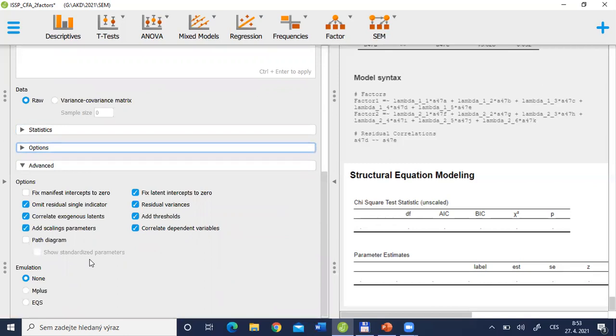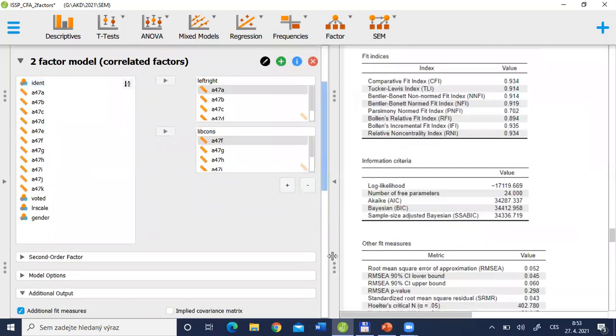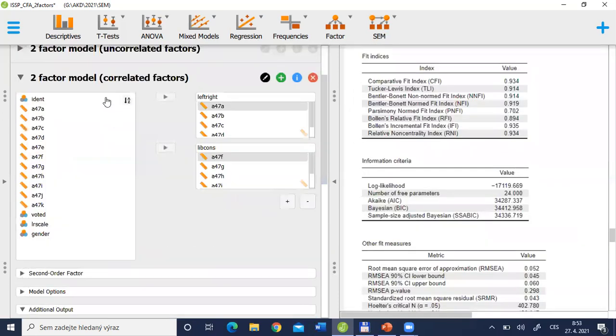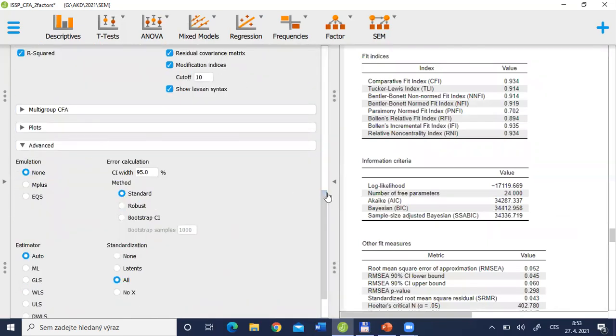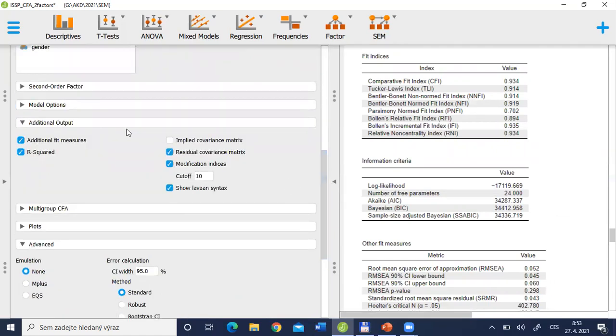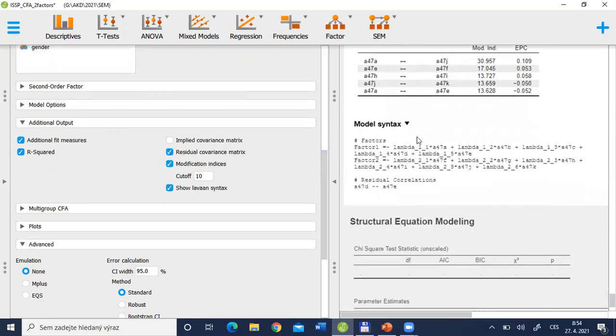Excuse me, Professor. Could I ask you? I'm quite lost. I don't know where to find the model syntax. Could you show me where to display it? Of course. So here we go through CFA into the last one, not advanced, but additional output. And here I would ask for show Lavaan syntax. Thanks a lot. And if you ask for this output, you would find the last output, model syntax, and I can click here on this small triangle and copy. Yes, and then amazing. Thank you.